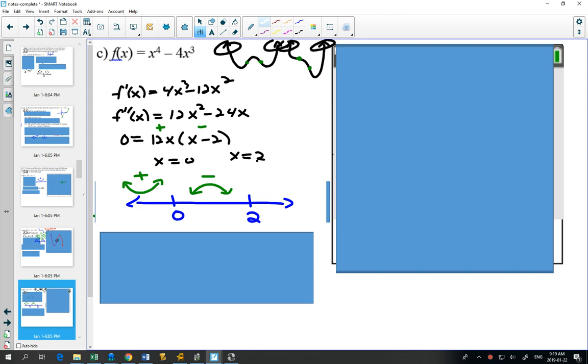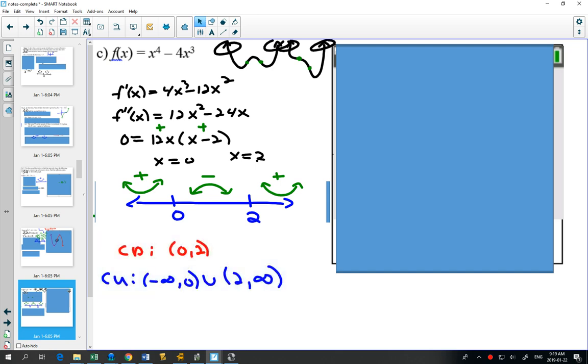And for something larger than 2, this will be positive and this will be positive. It's back to concave up. So we can say it's concave down from 0 to 2 and concave up from negative infinity to 0 or from 2 to infinity.